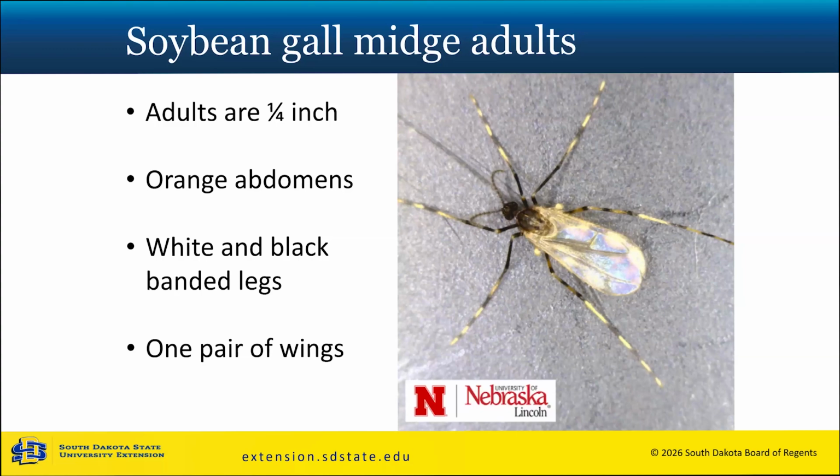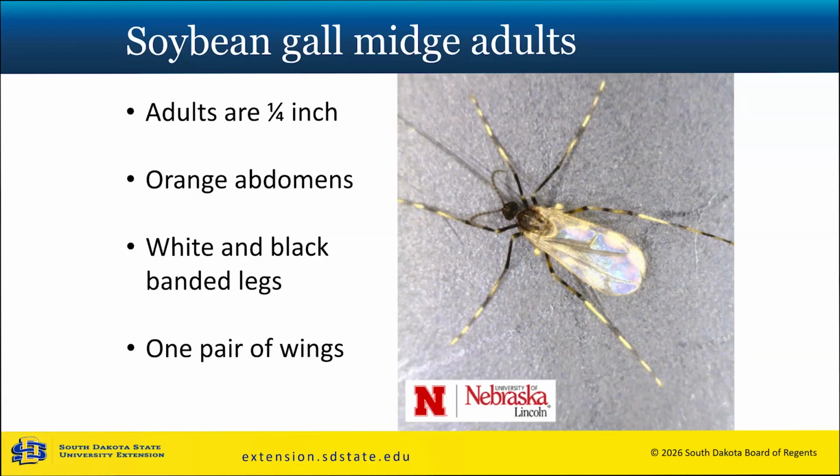Just for reference, this is the adult of the soybean gall midge. They're very tiny, about a quarter of an inch from leg tip to leg tip. They have orange abdomens, which you probably won't be able to see very well because they're underneath the wings. A good indication that it is a gall midge, if you ever see something like this, is the white and black banded legs as seen there. And then of course they have a pair of wings.